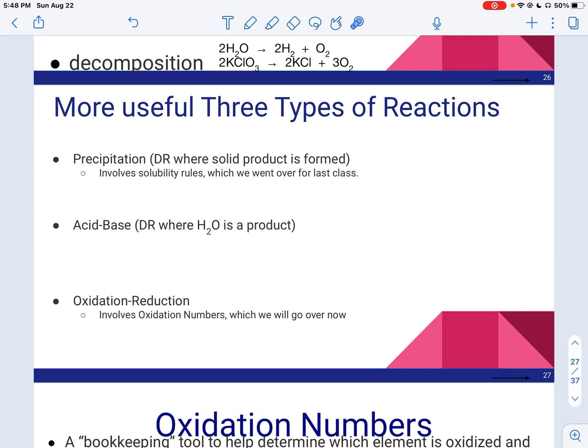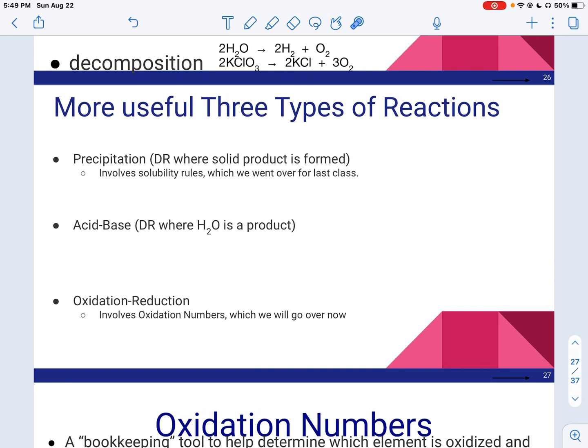And then the last one that we're really going to focus on is something called oxidation reduction, which is also known as redox. You'll hear that a ton over the year. So we're going to focus on these 3 types. Now, precipitation and acid-base, you kind of already know because they're double replacement, which you learned last year. We just did the solubility rules last class. Acid-base, just look for water. All right, so let's talk about redox.